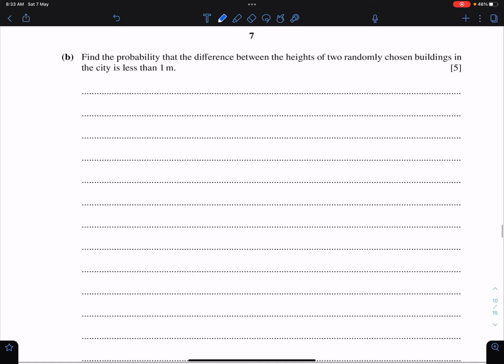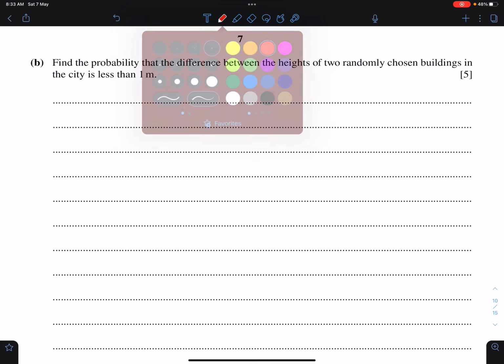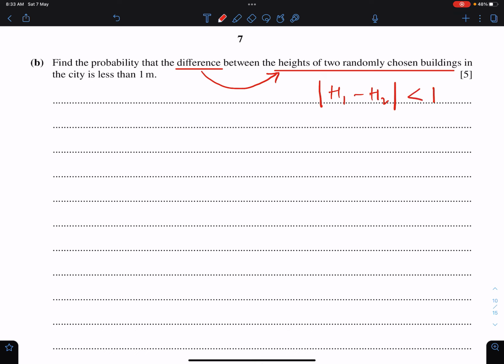Part B of this question. Find the probability that the difference, this is very important, between the heights of two randomly chosen buildings, this means modulus of h1 minus h2. Difference means modulus. In the city is less than 1 meter. So we need this probability.